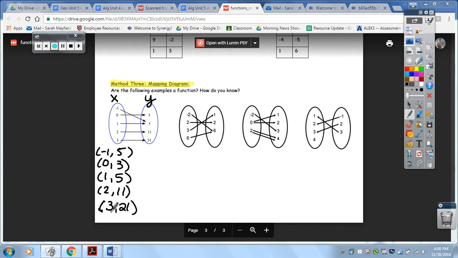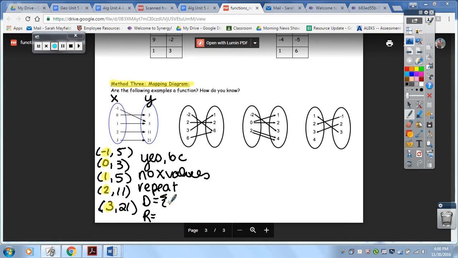And in order to determine if a function exists, I'm going to highlight all my x values. Do any of my x values repeat? No. So is this a function? Yes. Because no x values repeat. Because I said yes, I have to state the domain and I have to state the range.